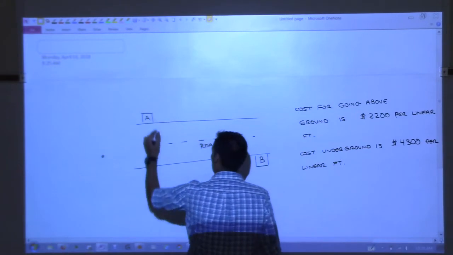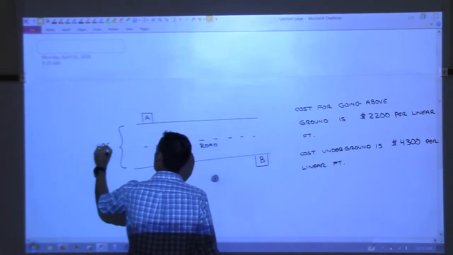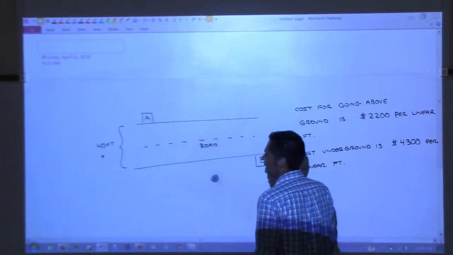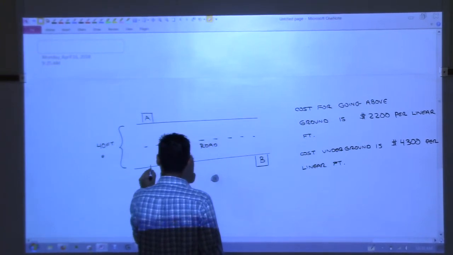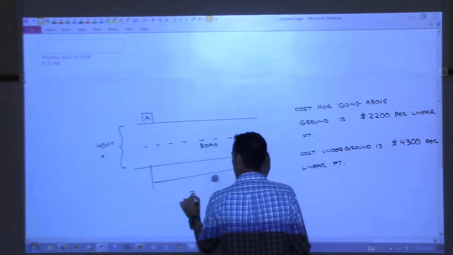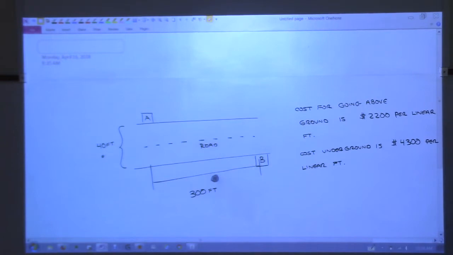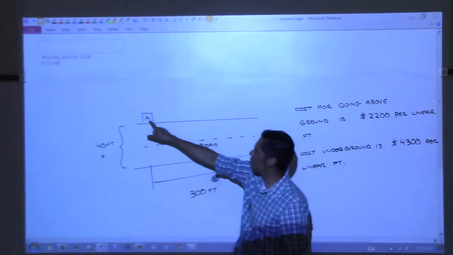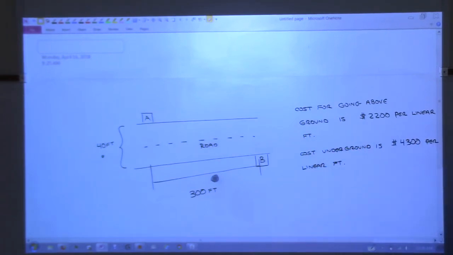So this is building A, this is building B. The road is 40 feet wide. And the exact horizontal distance across from building A to building B is 300 feet. Make sense? If you were to go directly across the road and go straight down, that would be 300 feet. So 40 by 300. Think about how you could do this.